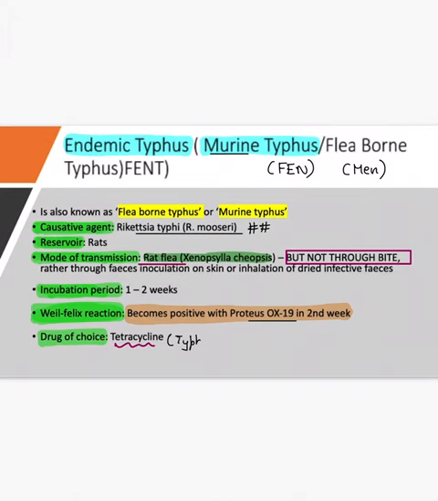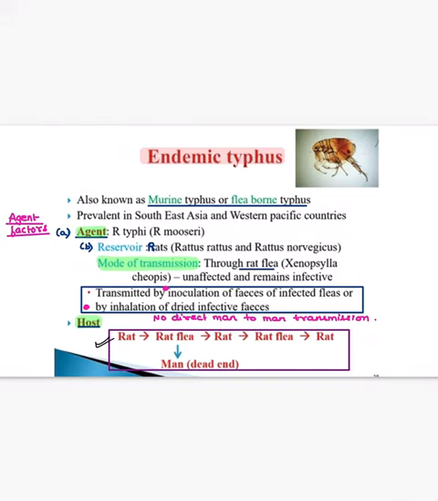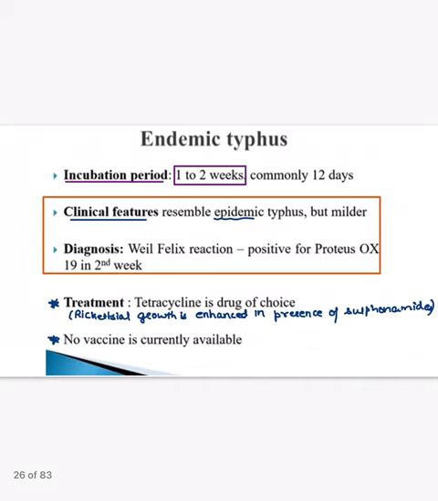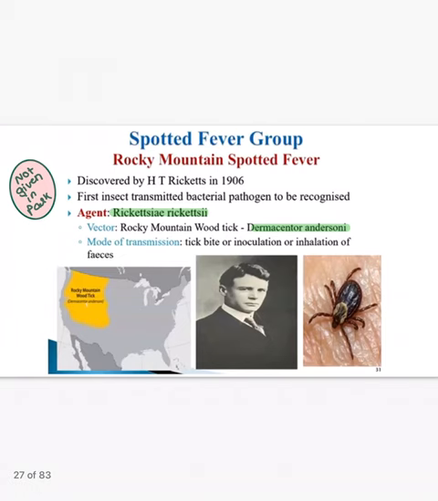This is a table taken from the PSM book. They can show you this photo. That is the rat flea, that is endemic typhus, and it is transmitted through the rat flea. If they ask you to identify it in a table, you can identify it easily. Clinical features resemble epidemic typhus but are slightly milder. Weil-Felix becomes positive in the second week. Treatment is tetracycline.